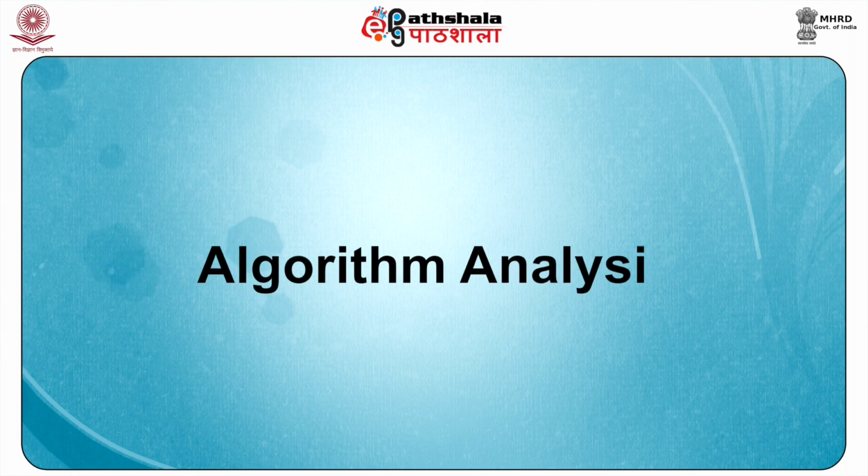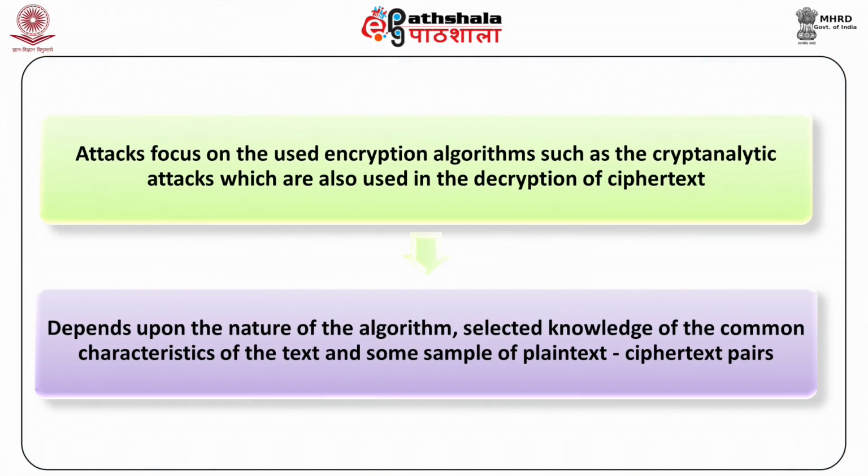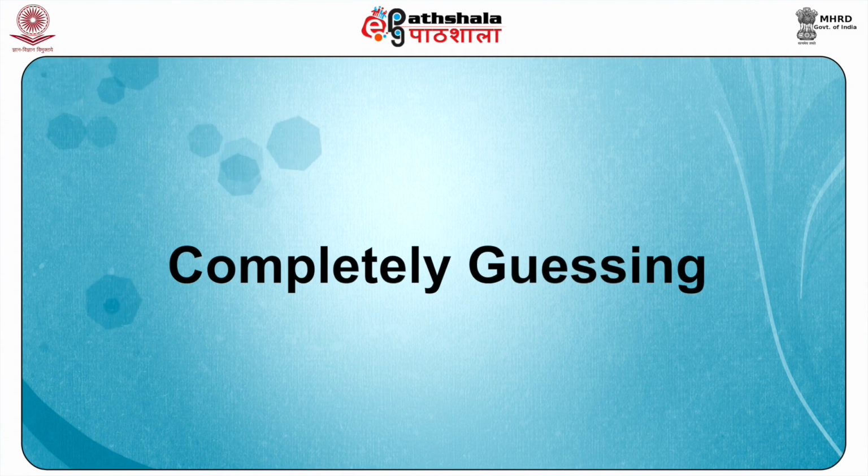The next method is quite technical, which is known as algorithm analysis. Algorithm analysis attacks focus on the encryption algorithms used, such as cryptanalytic attacks, which are also used in the decryption of ciphertext. It depends upon the nature of the algorithm, some knowledge of the common characteristics of the text, and some samples of plaintext-ciphertext pairs. This kind of attack abuses the characteristics of the algorithm to attempt to gather a specific plaintext or the keys.